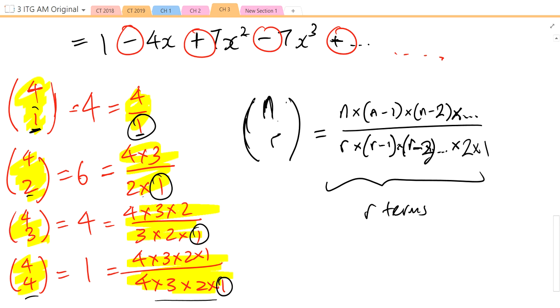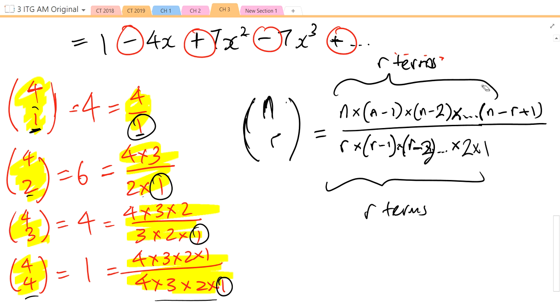So if it is an n in my numerator, it will be n times n minus 1 times n minus 2. And I keep multiplying, right? When do I stop? Are you sure? There must be the R terms at the numerator also. Because that's what we realized for the number of terms in the numerator and denominator. So after R terms, what will then be my last term? N minus R plus 1. Only like this, then we have R terms in the numerator.